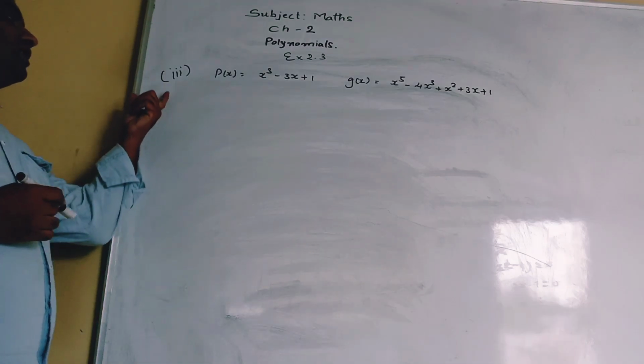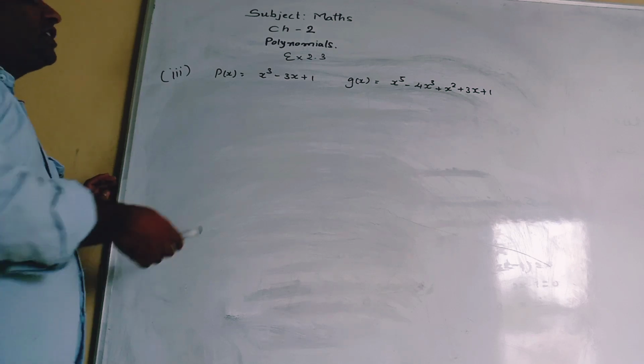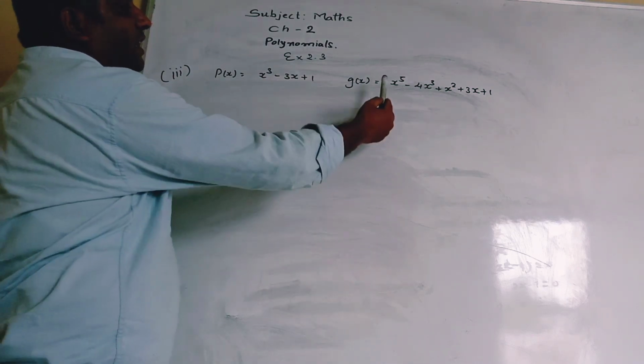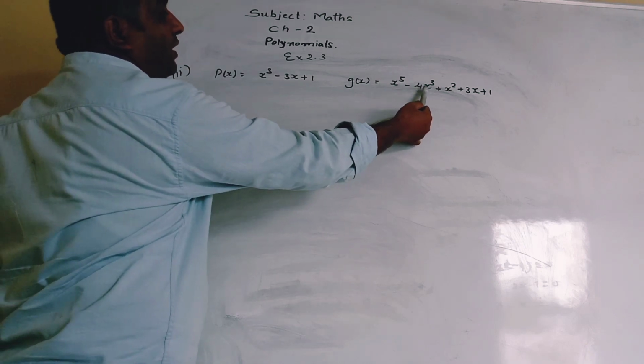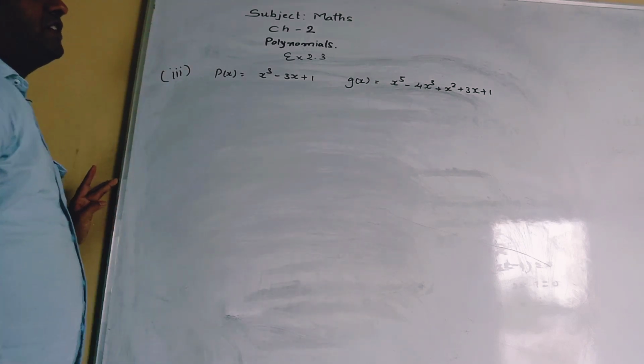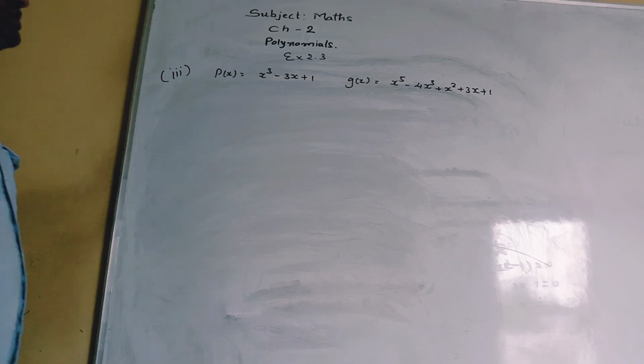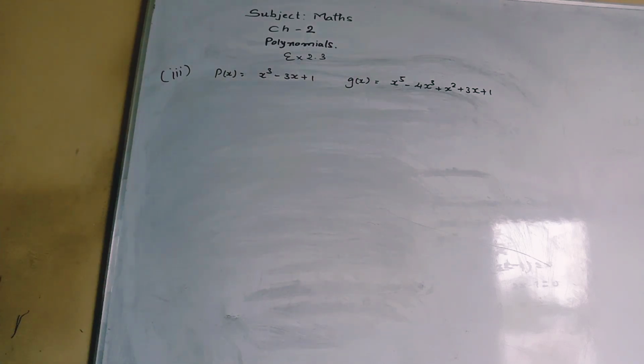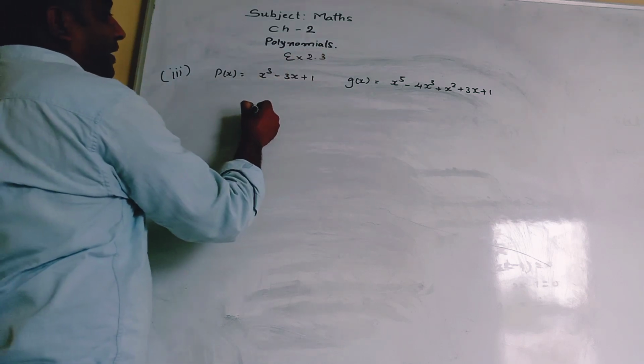Let's see the third question. The first polynomial given is x cube minus 3x plus 1. The second polynomial given is x raised to 5 minus 4x cube plus x square plus 3x plus 1. We have to check whether p(x) is a factor of g(x) or not. So again we will divide g(x) by p(x).